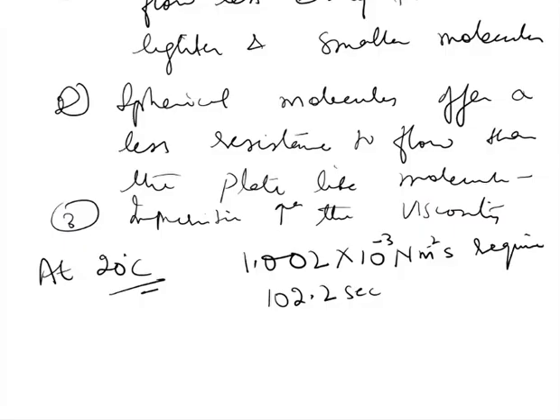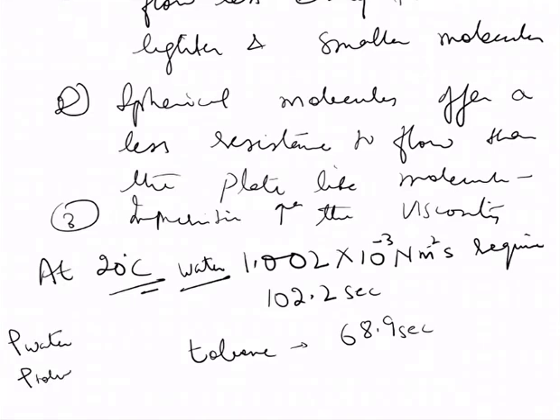At 20 degrees Celsius, toluene, this is for water, toluene requires 68.9 seconds. If the densities of water and toluene are 0.998 and 0.866 gram per centimeter cube respectively. Calculate the viscosity of toluene. Class, I am repeating, do not look at the book, do it yourself. Just like I said last time, write the data, what is required, and do the calculations.